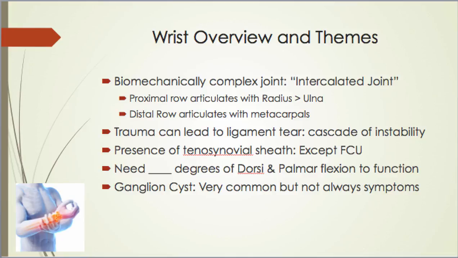We need a certain number of degrees to dorsiflex and palmar flex the wrist in order to function. I think it's around 45 degrees. We'll get that clarified. And ganglion cysts are quite common, but not always symptomatic. So if we find really nothing, but they have a big old bump in their wrist or in their hand, it could be that their symptoms are coming from that.